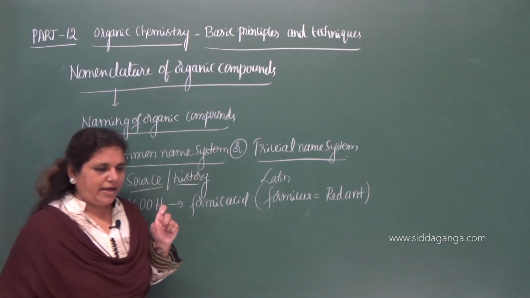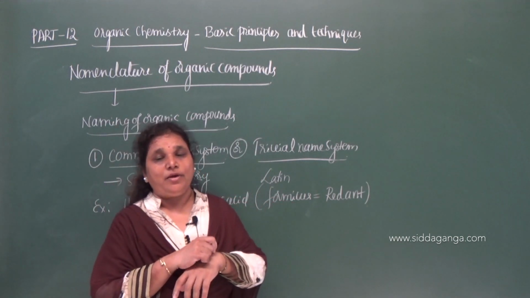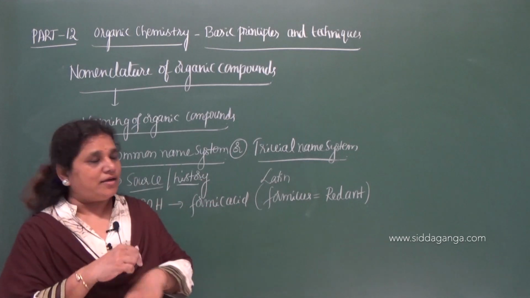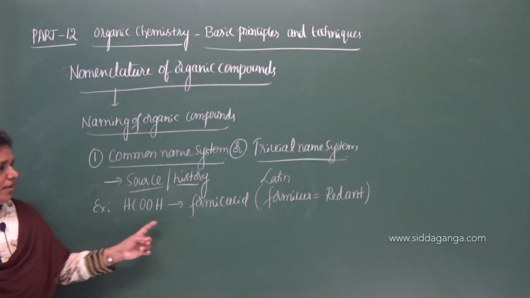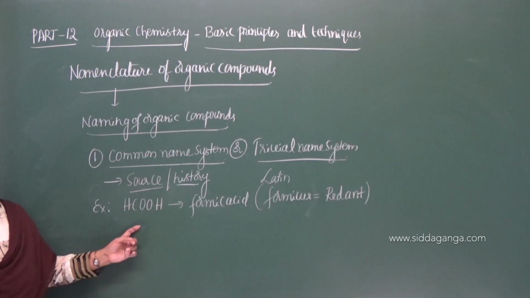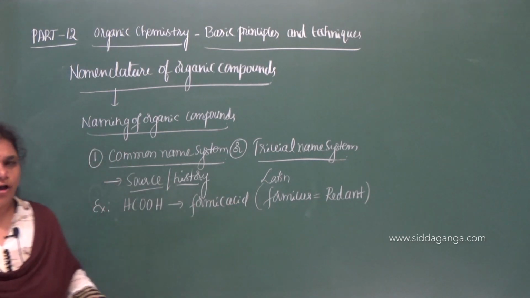So, a red ant sting has formic acid in it. That is why, when it bites, we feel a burning pain, because it leaves formic acid. So HCOOH is derived from the source called red ants, and hence the name formic acid.